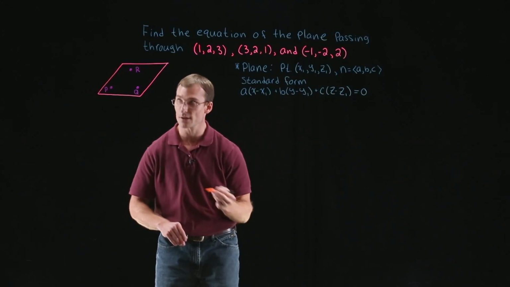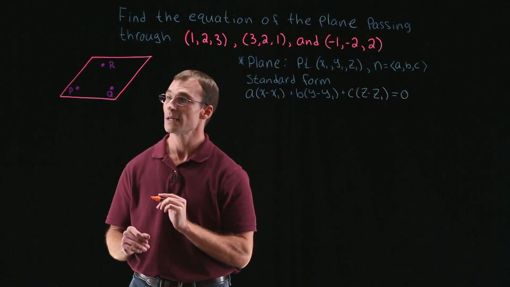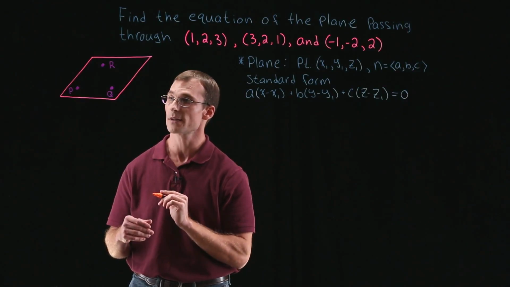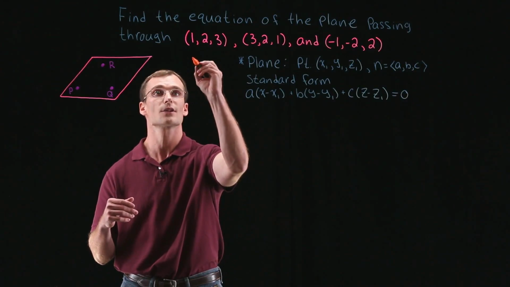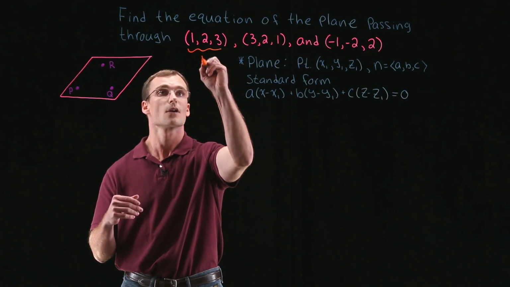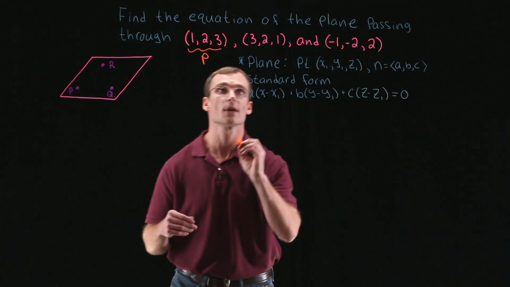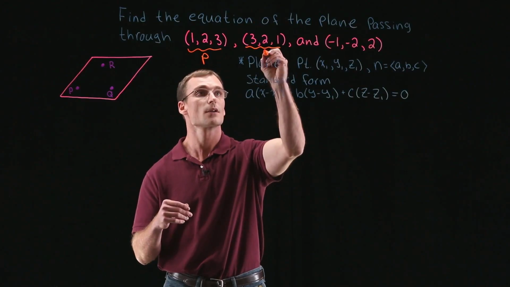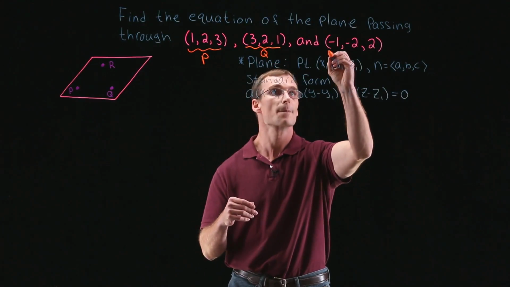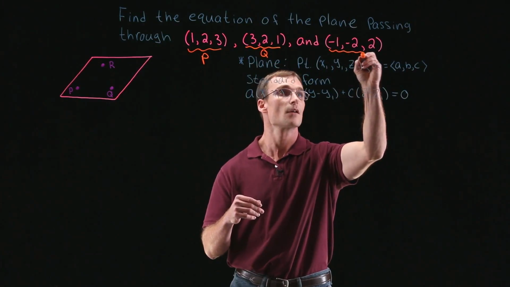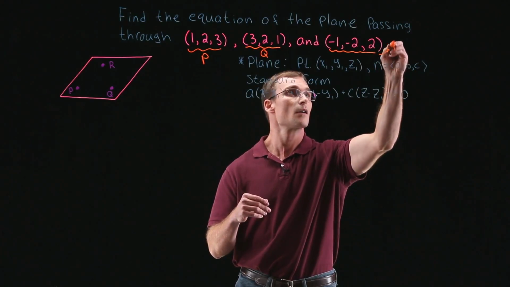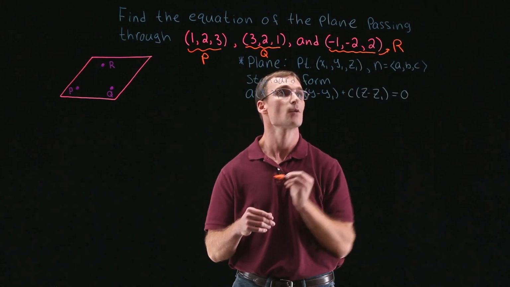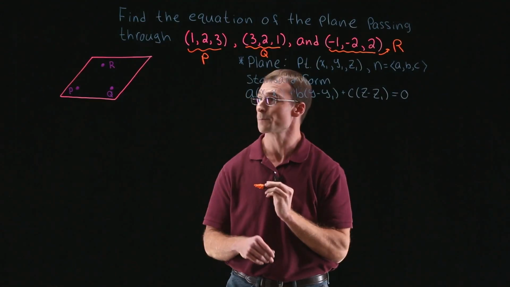Now, a little diagram over here: we have the plane with our 3 points in it, and without loss of generality, let's suppose 1, 2, 3 be our point P, 3, 2, 1 be our point Q, and say the last one, -1, -2, 2 be our point R.